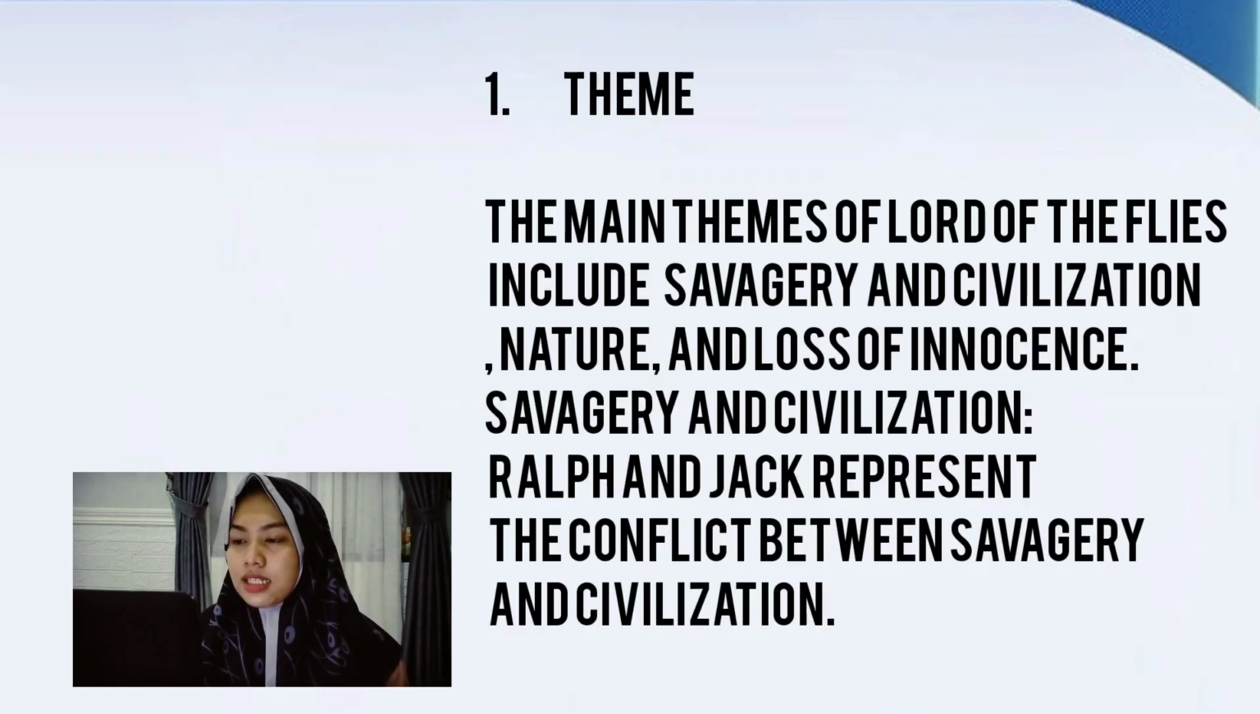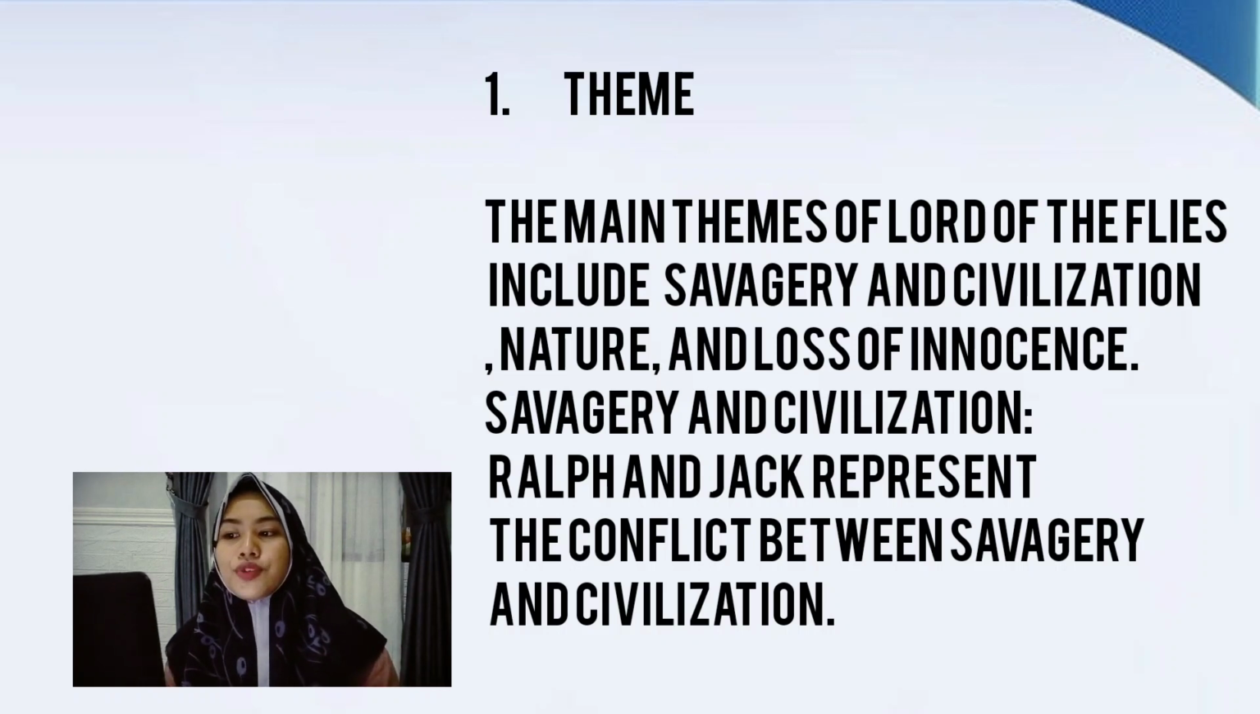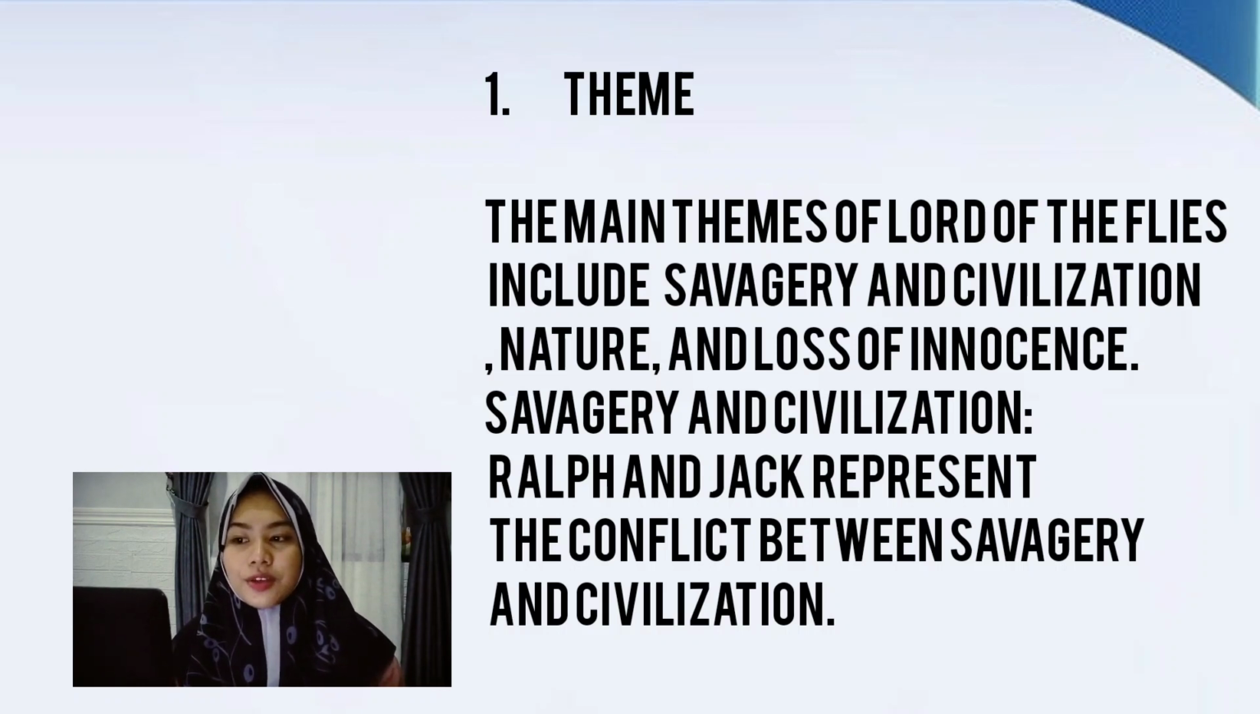And the next is theme. The main themes of Lord of the Flies include savagery and civilization, nature, and loss of innocence. Savagery and civilization: Ralph and Jack represent the conflict between savagery and civilization.